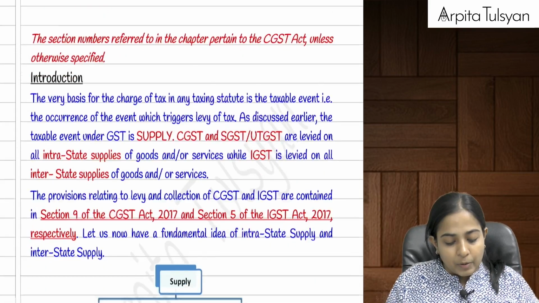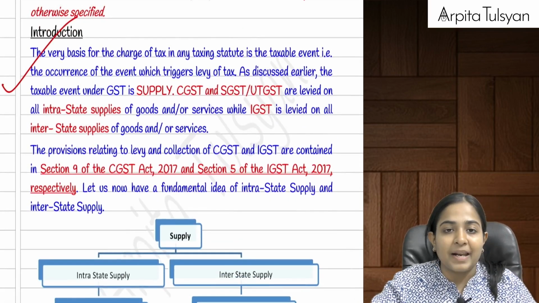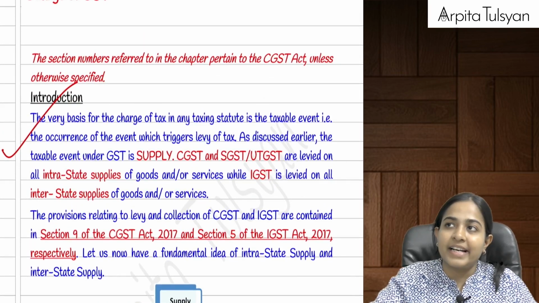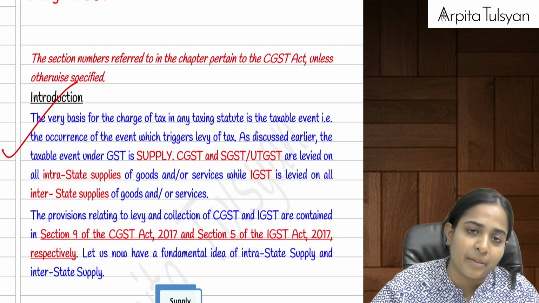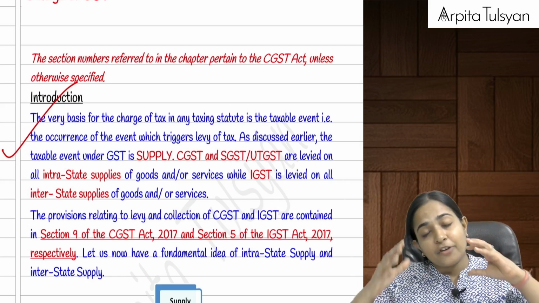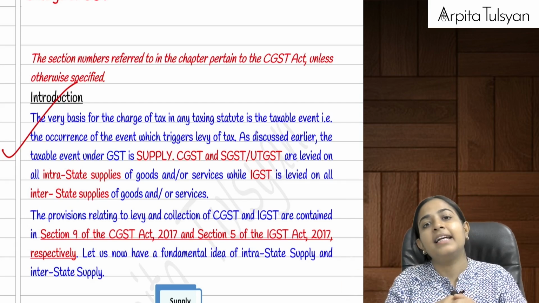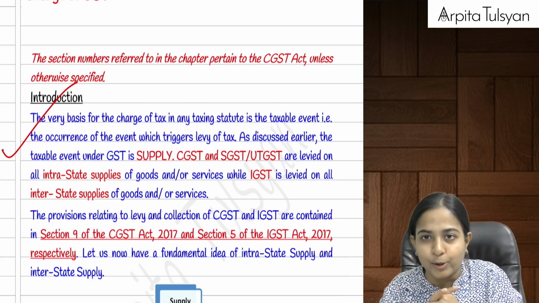Now first of all, what we studied in the previous chapter, that is the supply chapter. Whenever there is any particular transaction happening, we need to understand whether it is a supply or it is not a supply. That we mainly studied in section number 7. Once you have come to know that yes, it is a supply, after that you then decide whether it is taxable supply, whether it is exempt supply, and all those things, right?